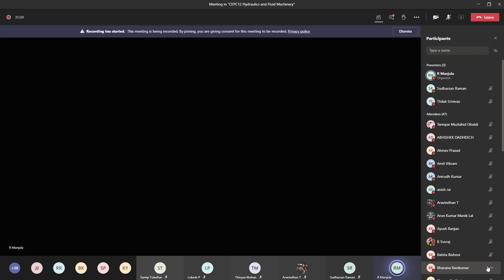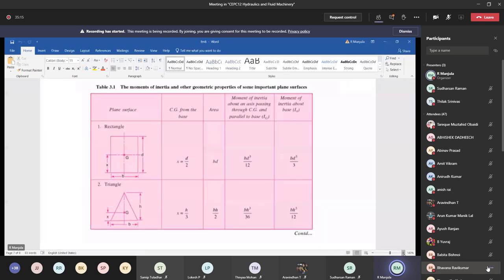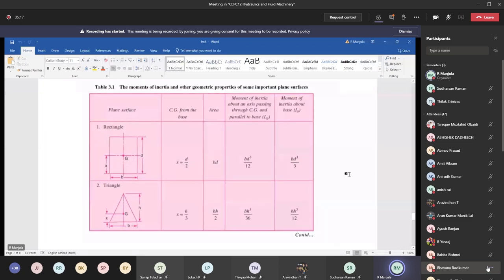Now, is the screen visible? Is the screen visible to you, Sudarshan?